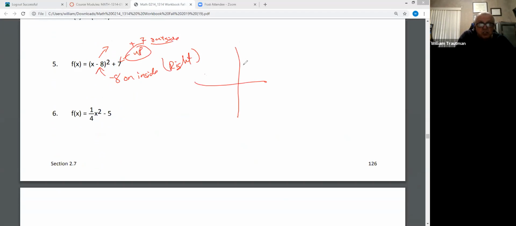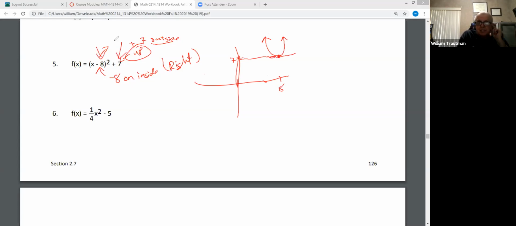So in other words, we're going to go from here, up 7 spots and then to the right 8 spots. There's 8 right here. Do you see it? It moves up 7, and then to the right 8. We're talking about that vertex point right there. So this moves it up and this moves it to the right.